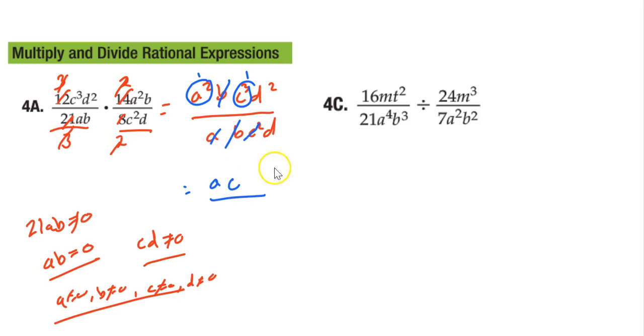So there's one c on top. And then my d's, there's one more on top. So my answer is A, C, D. Over here. Now we're going to ignore the restrictions because they don't really care about it.